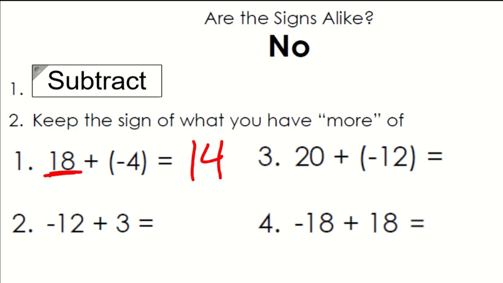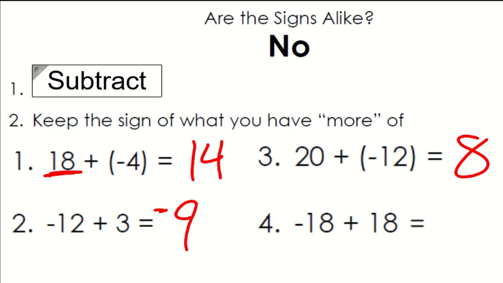Number 2, Jeremiah. Nope. Gray? -9 is correct. 12 minus 3 is 9. 12 is a bigger number. It was negative, so we got -9. Number 3, Kyle. 8 is correct. 20 minus 12 is 8. 20 is the bigger number. 20 was positive, so we got positive 8.